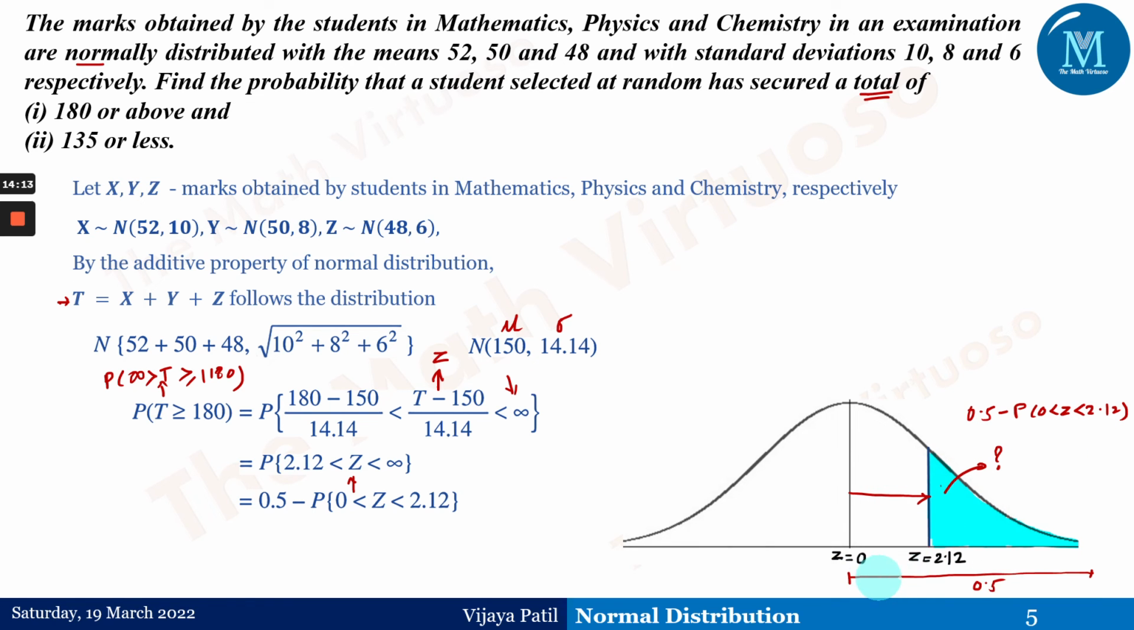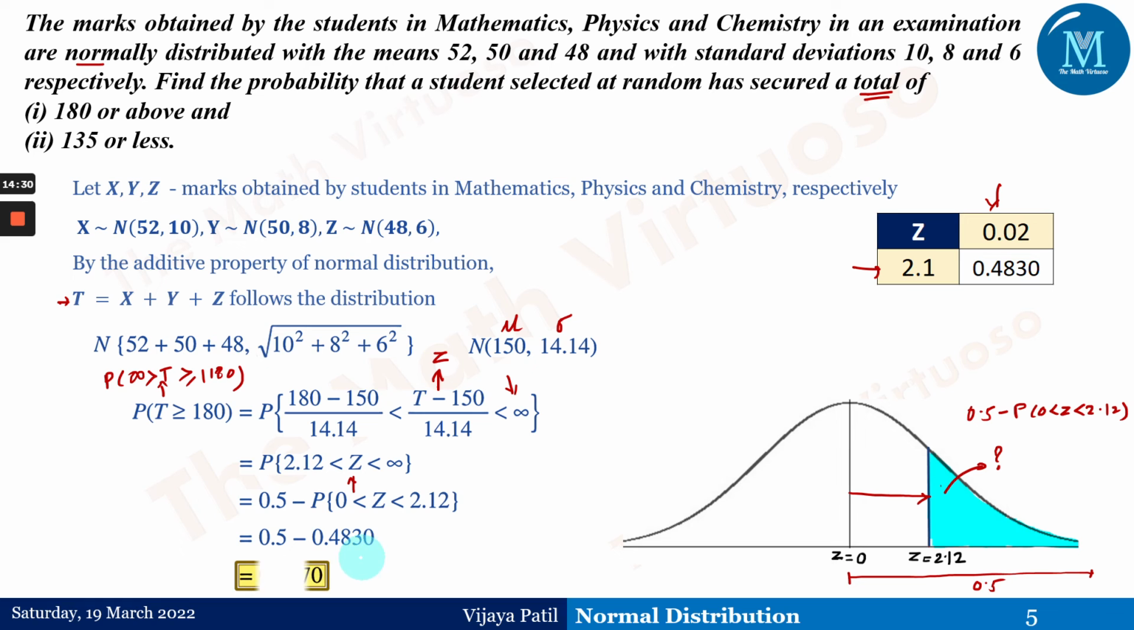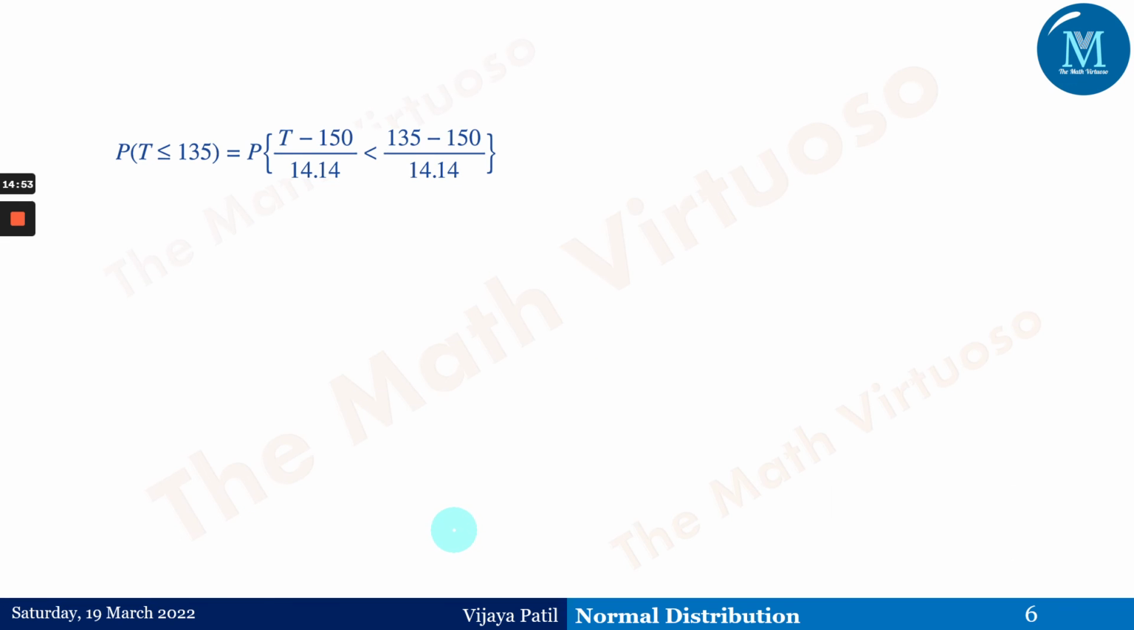So the total area of half is 0.5, so 0.5 minus the probability of 0 less than z less than 2.12. Now the value of z at 2.12, this is 2.1, and column 0.02 gives us 0.4830 as the value. So the value of this small part is 0.0170. This might look a little bigger, but yes, it is a very small area. That is because if you observe, the value is 0.0170 for this particular area. So this is all about question number 3 A.